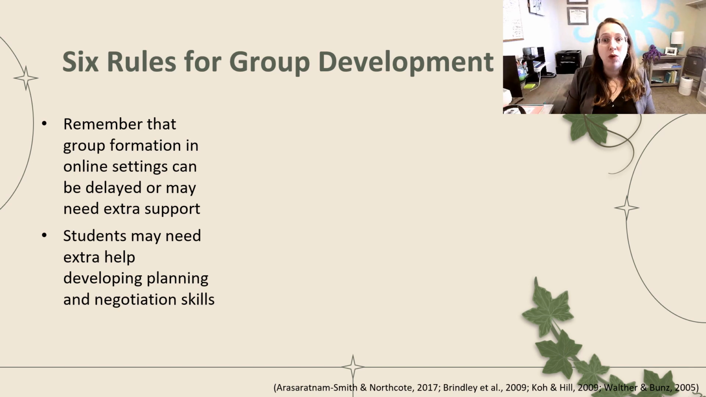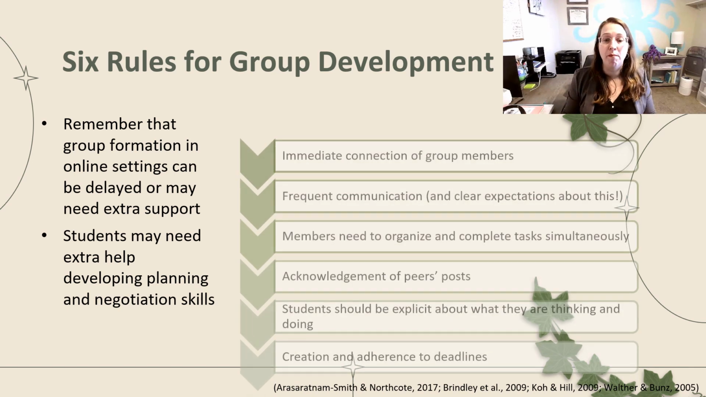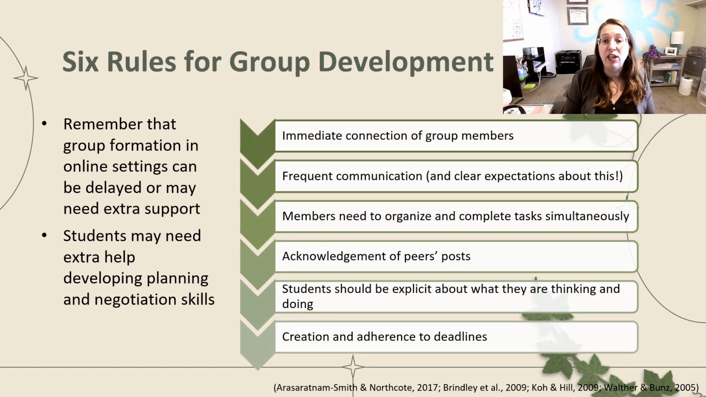One framework that I really like to use is from Walther and Bunz. In 2005, they used the social information processing theory to come up with these 6 rules or ingredients for effective group development in asynchronous online courses. So what they found is that rule 1 was connect immediately.